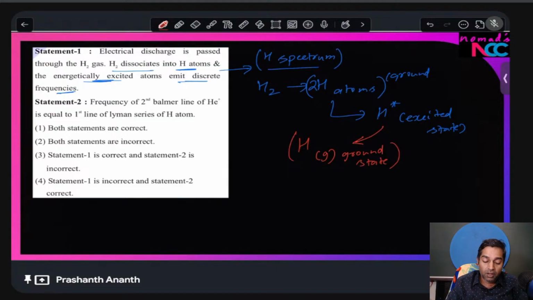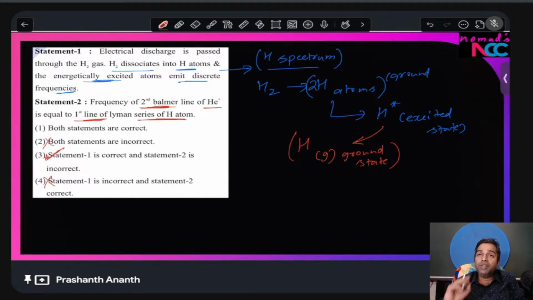So let's have a look now. Statement 2: frequency of second Balmer line of helium plus is equal to first line of Lyman series of hydrogen atom. Okay, this is going to be a fairly straightforward thing. So emit discrete frequencies, statement 1 is definitely correct. No problem about that. So statement 1 is incorrect is not possible, and both statements are incorrect is also not possible over here.